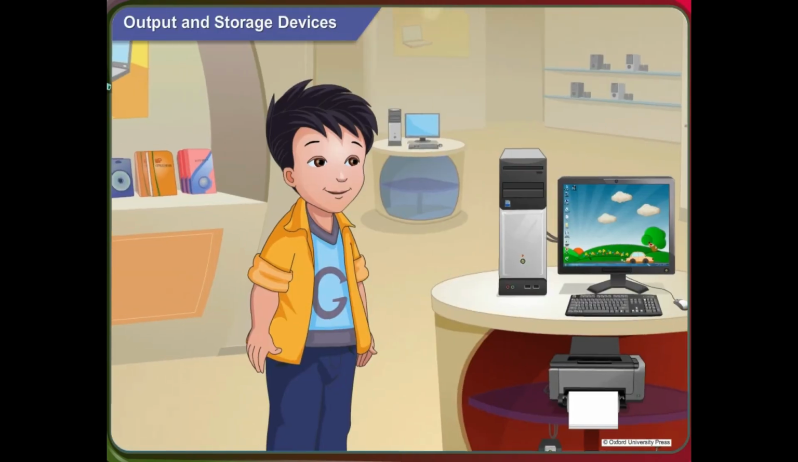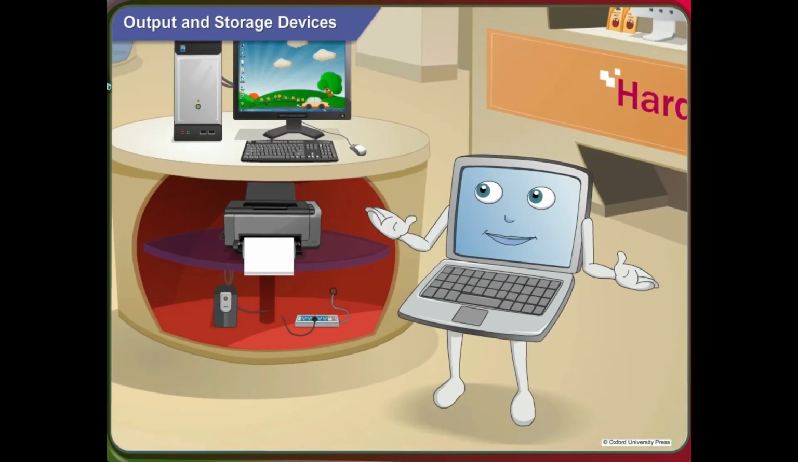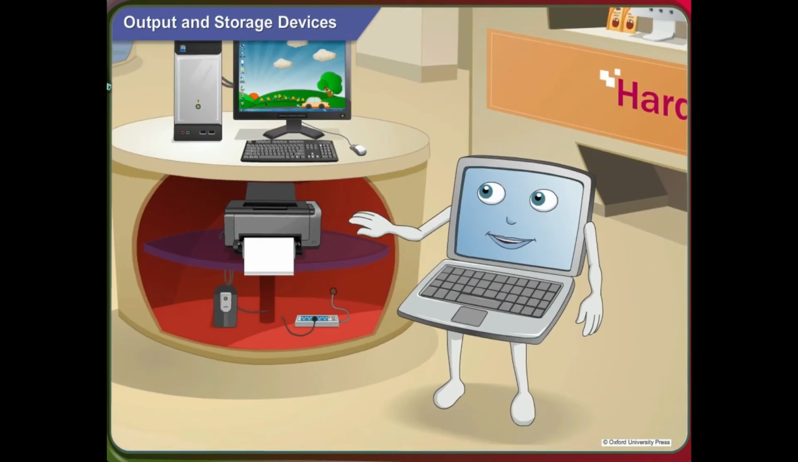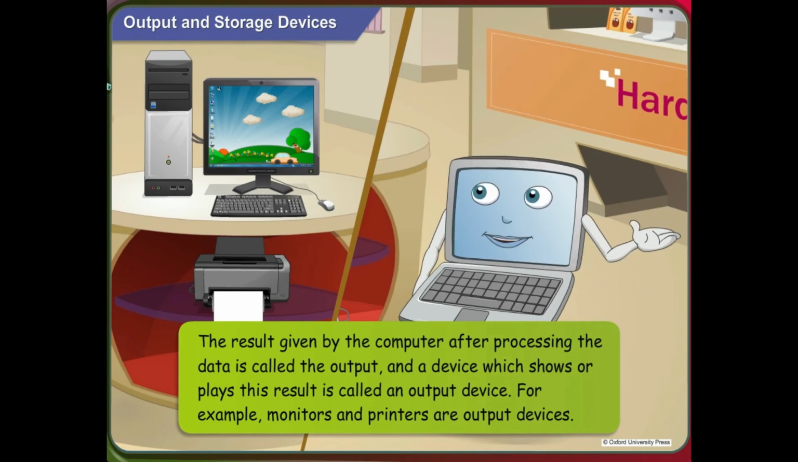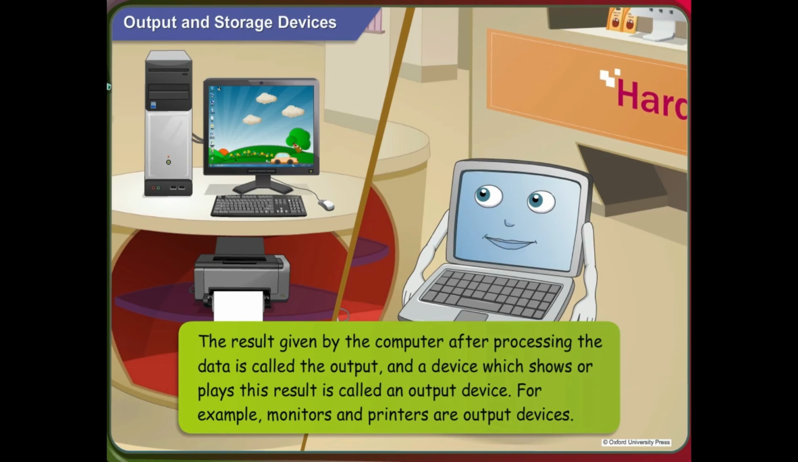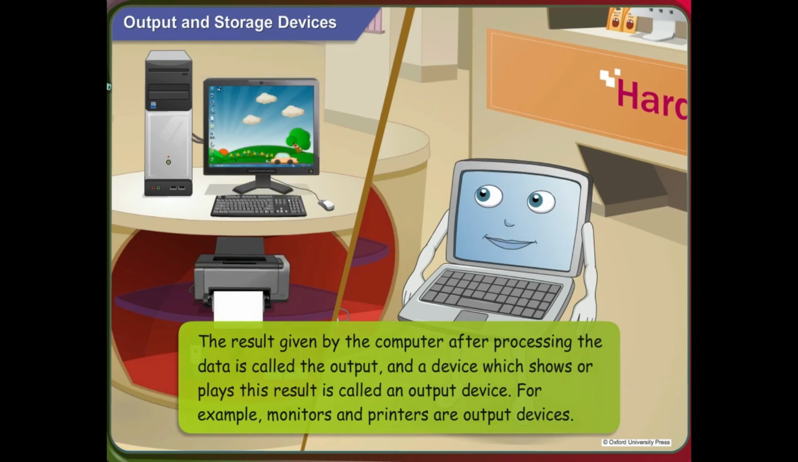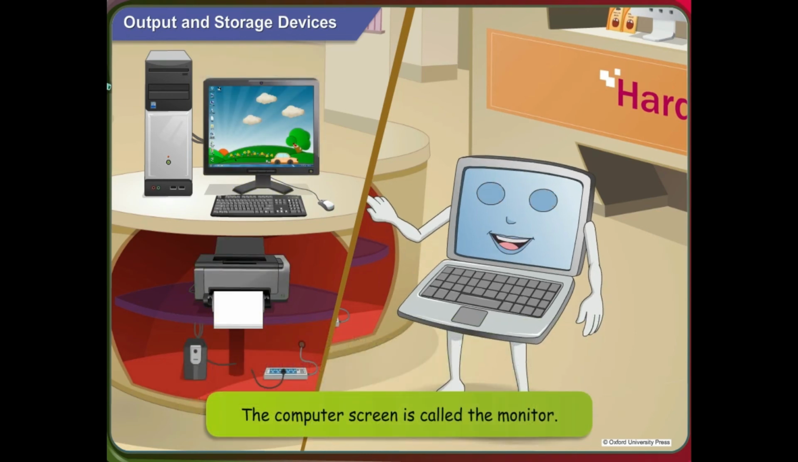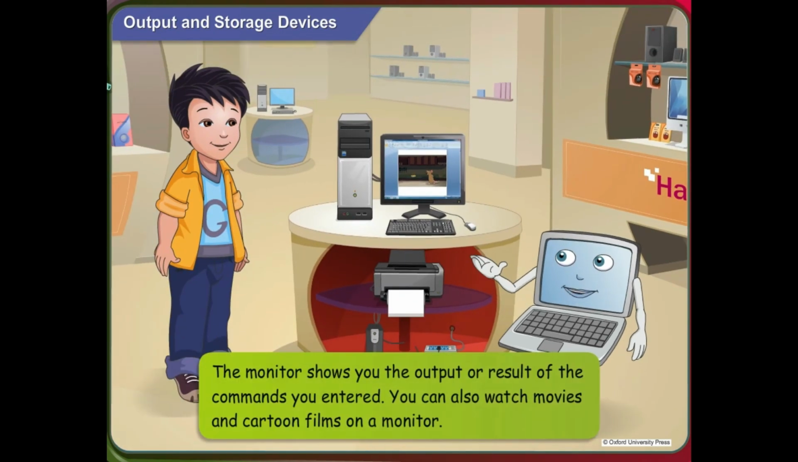Great, Toggle! I'm clear about the CPU now. But what are output devices? Oh, that's easy, Goggle. The result given by the computer after processing the data is called the output. And a device which shows or plays this result is called an output device. For example, monitors and printers are output devices. The computer screen you see here is called the monitor. The monitor shows you the output or result of the commands you entered.